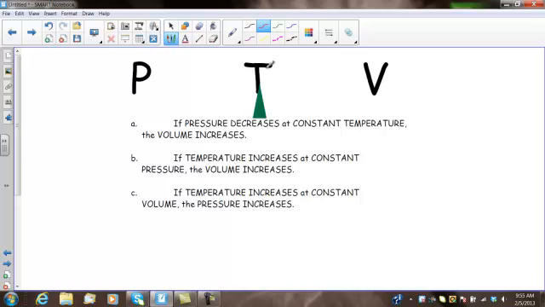So here's my P, T, V in alphabetical order. If pressure decreases at a constant temperature, the volume increases. So here's my fulcrum. Pretend this is basically a seesaw right now. Okay? My T is at my fulcrum.